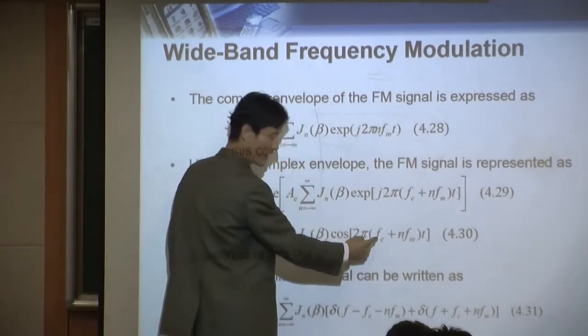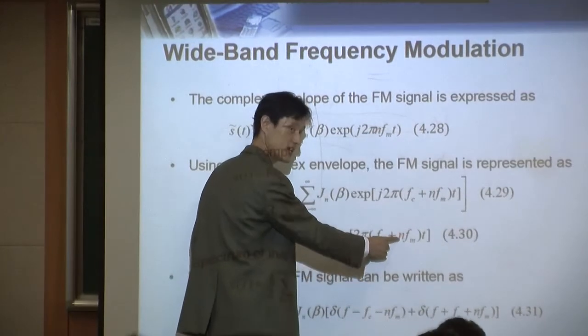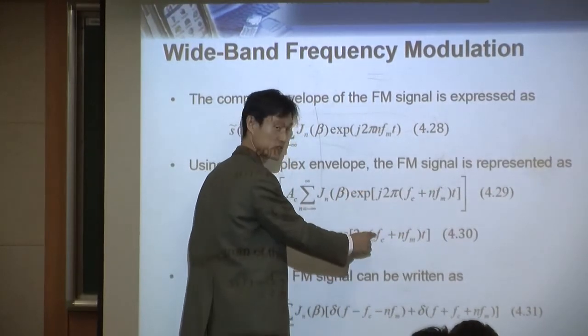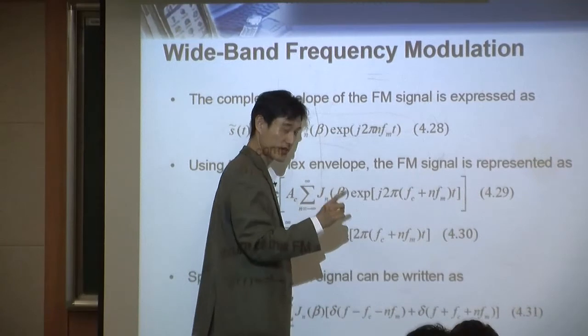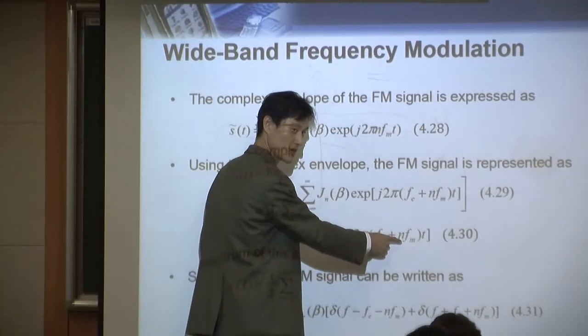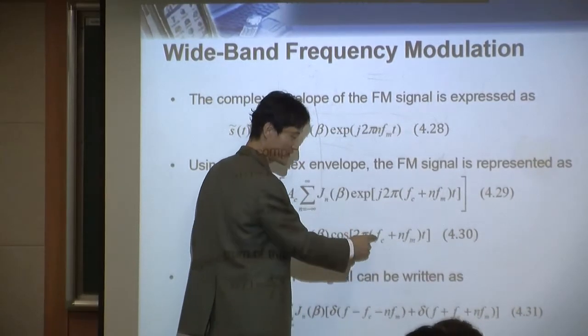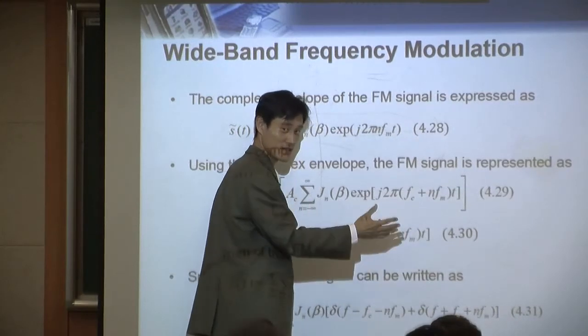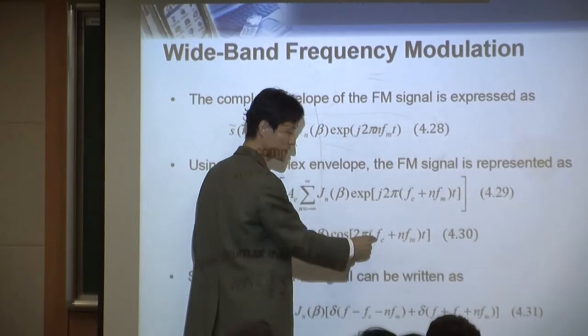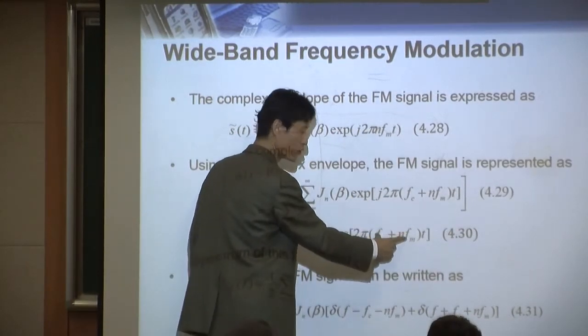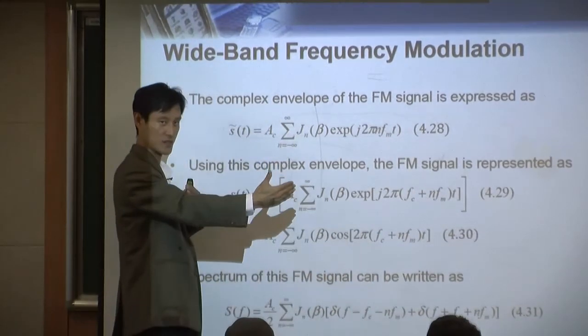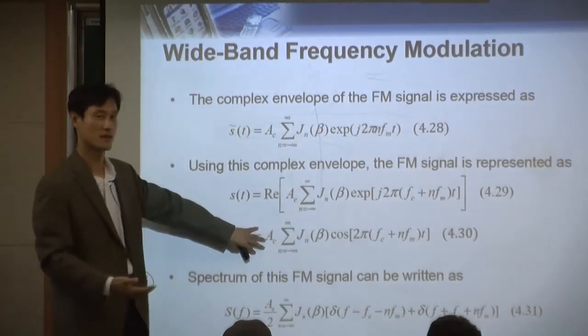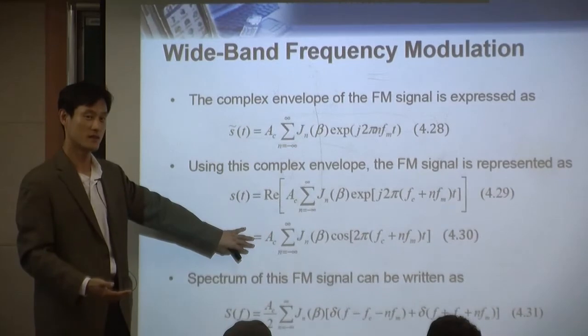So if n equals 0, that means just FC. If n equals 1, FC plus FM. If n equals minus 1, FC minus FM. Something like this, right? n equals 2, then FC plus 2FM. So we have an infinite number of frequency components. That's what they mean in this signal.